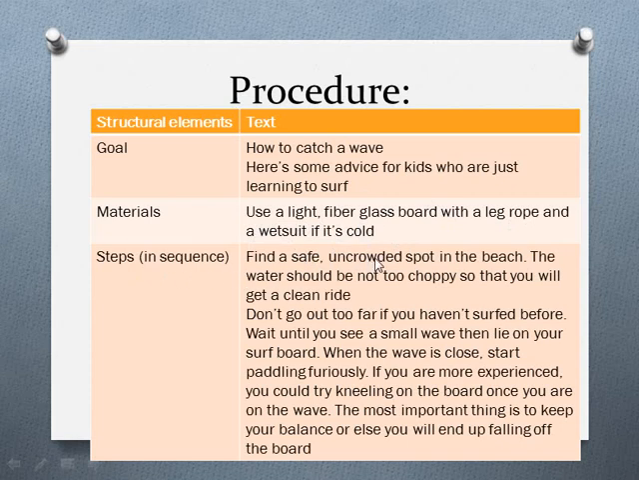First, find a safe, uncrowded spot on the beach. The water should not be too choppy so that you will get a clean ride. Next, don't go out too far if you haven't surfed before. Wait until you see a small wave, then lie on your surfboard. Next, when the wave is close, start paddling furiously. If you are more experienced, you could try kneeling on the board once you are on the wave. The most important thing is to keep your balance, or else you will end up falling off the board. So these are the steps, and these are the structural elements of procedure.